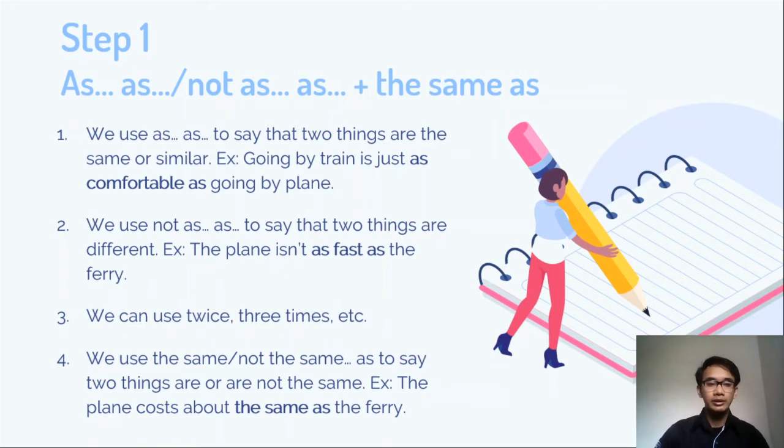Next, number three, we can use twice, three times, and any others. Fourth, we use the same as or not the same as to say two things are not the same. Example, the plane costs about the same as the ferry. The other way, it sounds like the plane costs about $20 and the ferry costs about $20. It's the same.